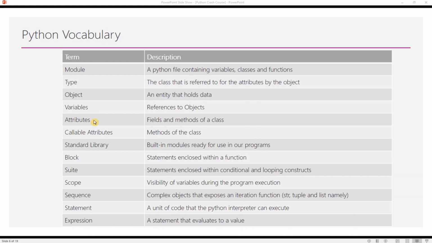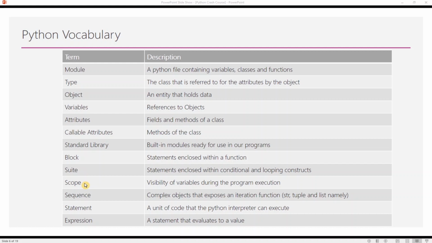All fields and methods of a class are called attributes in Python vocabulary. Callable attributes refers to the methods of the class since these attributes are defined once and can be called from different parts of the program. All modules that are made available to us by Python are packaged up in a standard library. Blocks in Python are the set of statements that are enclosed within a function. Suite refers to the statements that are part of the conditional and looping constructs.